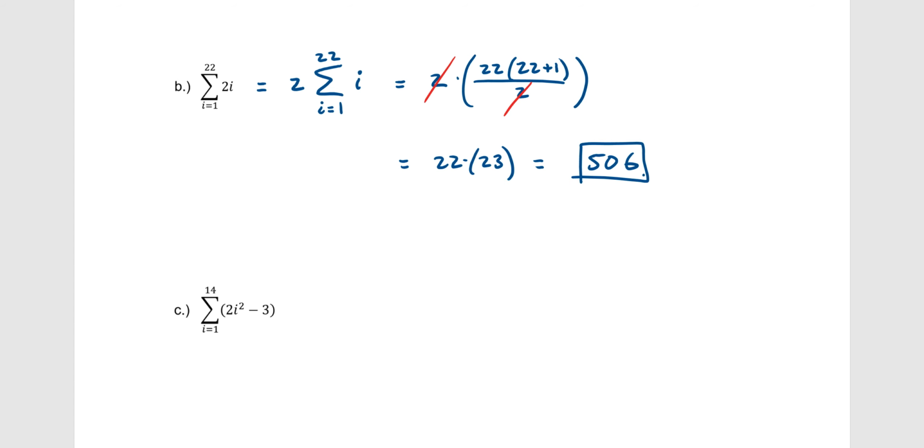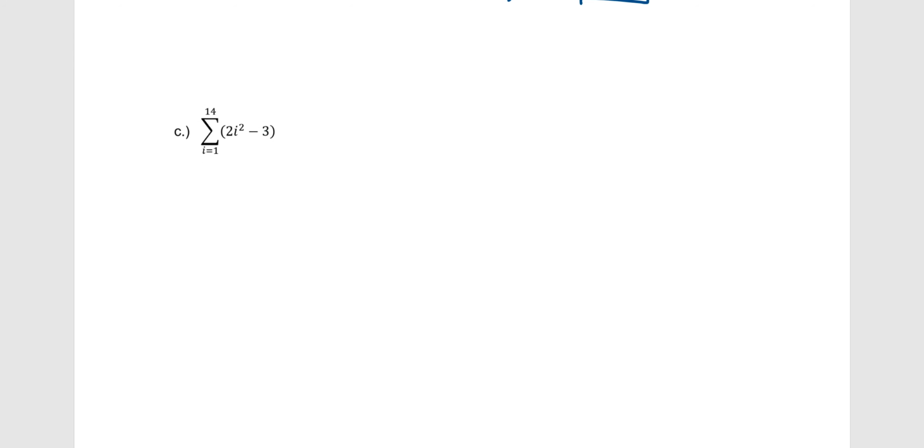Let's do one more. We have the summation from i equals 1 to 14 of 2i squared minus 3. So there's a couple things that we could do here. First, we can give each one of those terms its own summation and make this the summation for 2i squared minus the summation for 3. And next, we can actually take this 2 out of the first one and bring it out front, just like we did on the previous one. So it's going to be 2 times the summation from 1 to 14 of i squared, and then keep the second one the same.